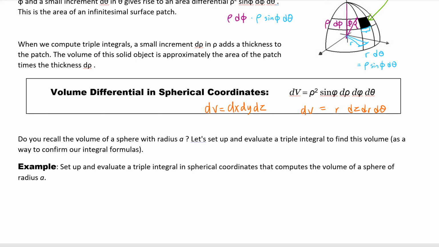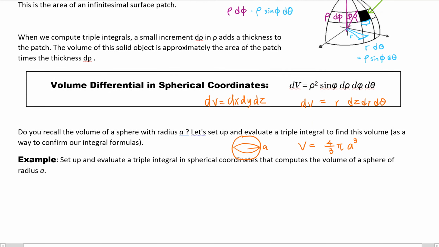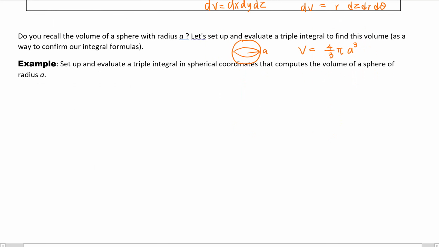And then, do you recall the volume of a sphere with radius a? Let's set up and evaluate a triple integral to find this volume. Do you remember that? If we have a sphere with radius a, what is the volume? Someone remember? That is 4/3 pi a cubed, from the formula of a sphere, right? Now let's check it out. Let's actually integrate it.